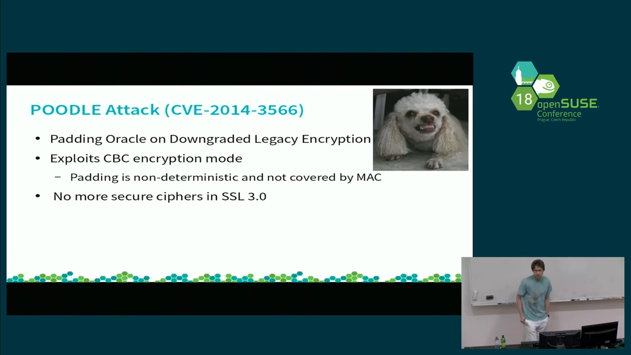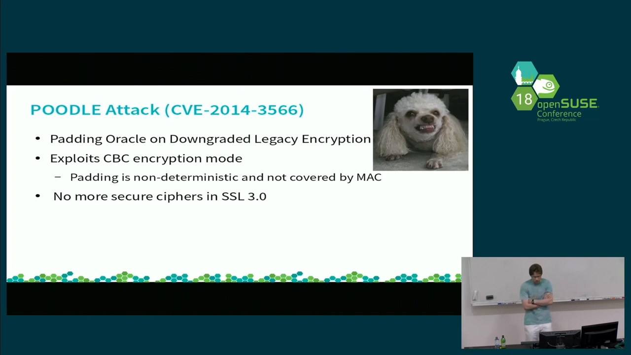Yep, it was called Poodle. It was a padding Oracle attack on this legacy encryption, because in SSL 3.0 the best cipher available in the protocol is AES in CBC mode. But the Poodle attack can be leveraged to actually decrypt the plaintext without a big hassle. So after this attack, SSL 3.0 was abandoned because it was no longer considered secure.